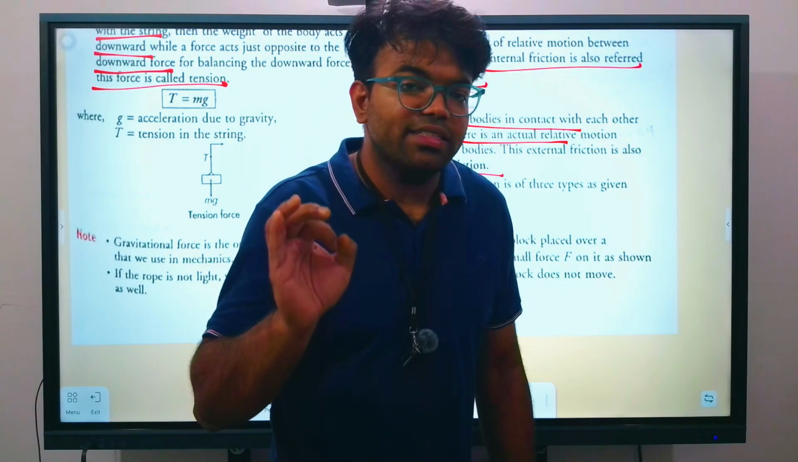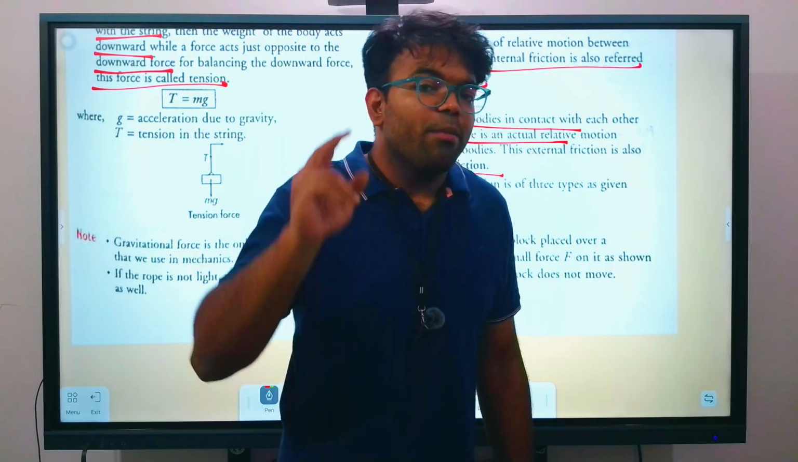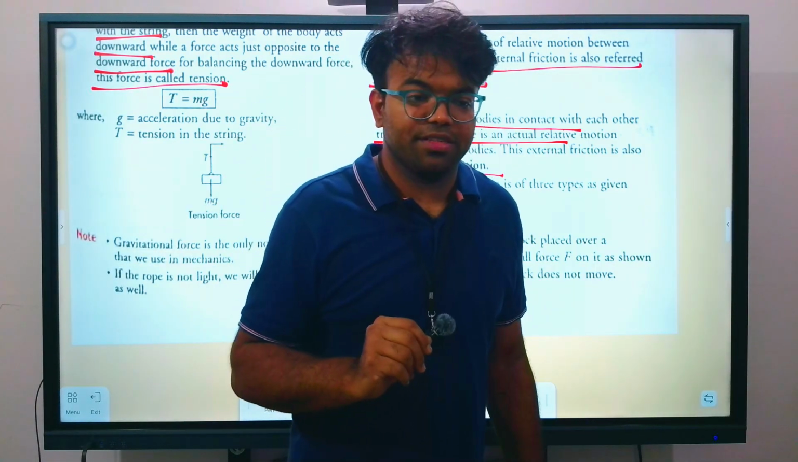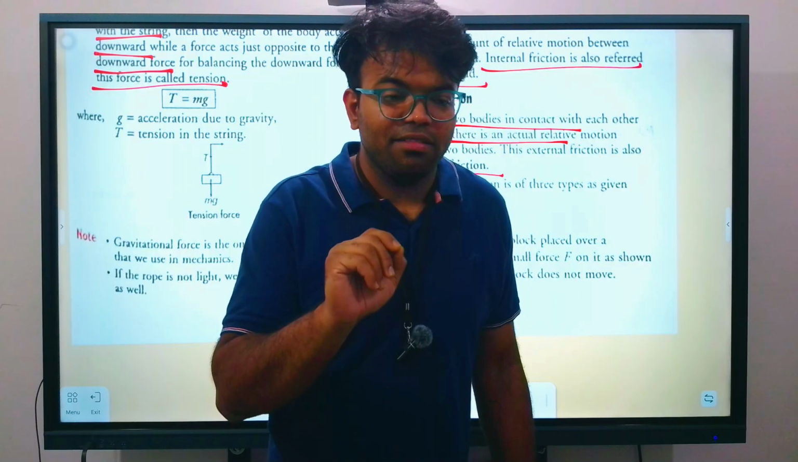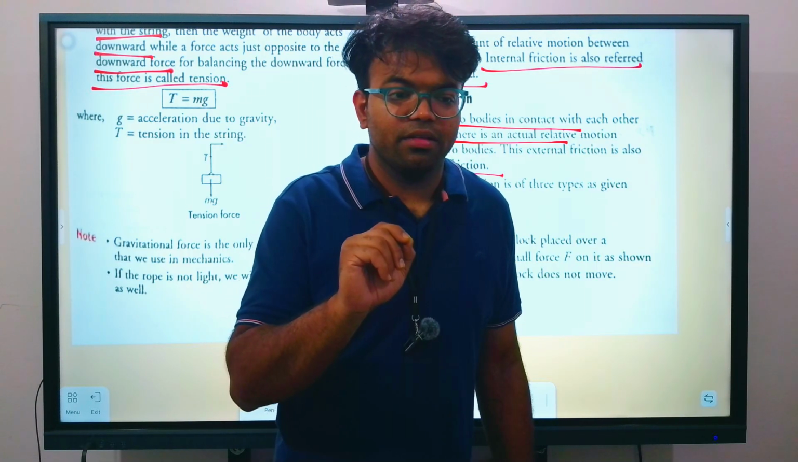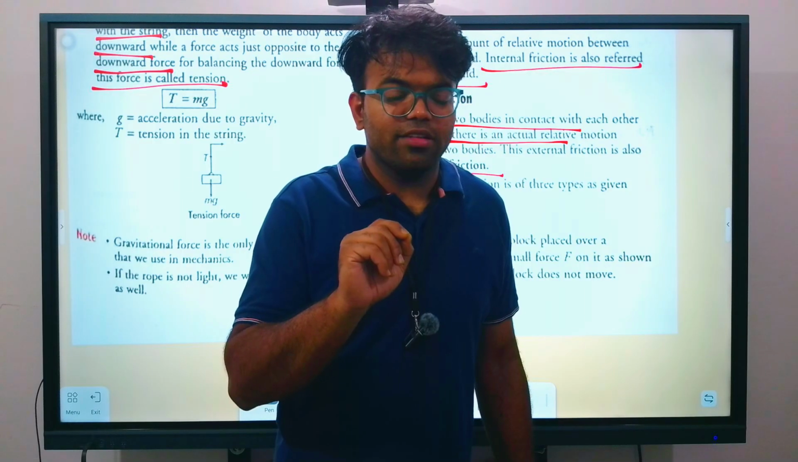External friction only occurs when there is a contact between two objects and there is a relative motion between the two objects. Is your doubt a little bit clear, Drupad? Is your doubt clear?